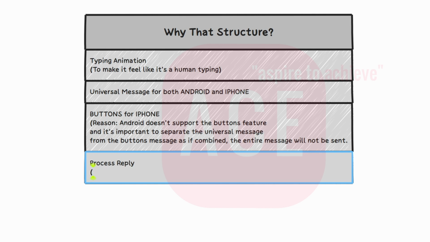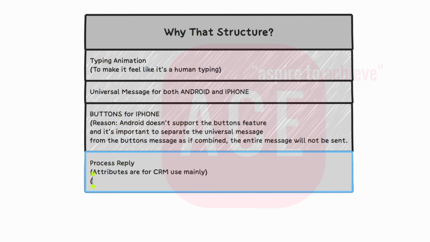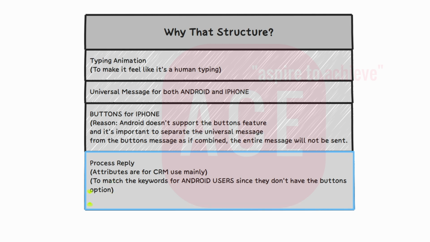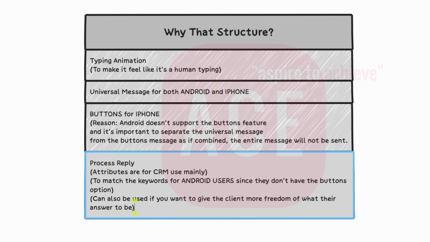The attributes in there are for CRM use mainly, but it is also used to match keywords on a message that the client would send. For Android users, since they don't have the buttons option, or even iPhone users could type it out if they don't want to press the button. Or it could also be used if you do not want to give them options and give them the freedom of typing whatever they want to type out. So let's just say if they want to write down a specific date, they can feel free to write it down and the flow would still continue.